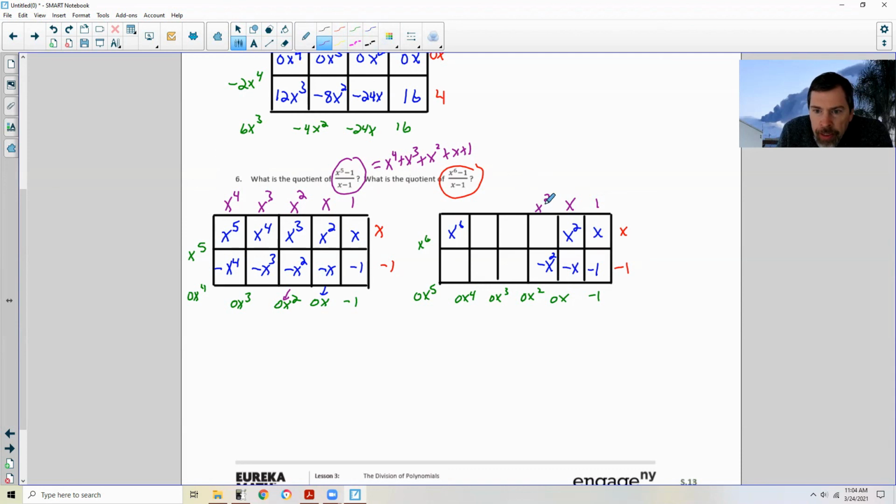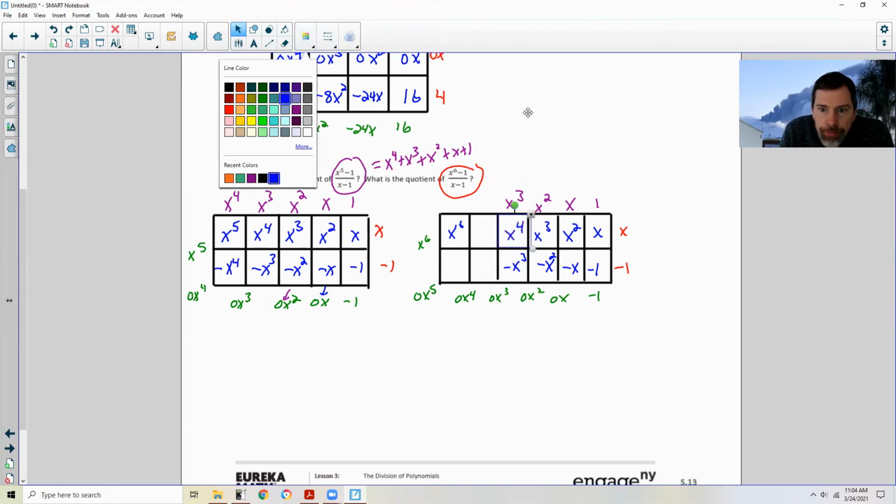And then x times x squared is x to the third. So this has to be -x to the third to get us 0x cubed here. And now I have this -x cubed times -1 will give me x to the third. -1 times x cubed is -x cubed. X times x cubed is x to the fourth. That's where I want the x to the fourth. And I didn't change it to blue.